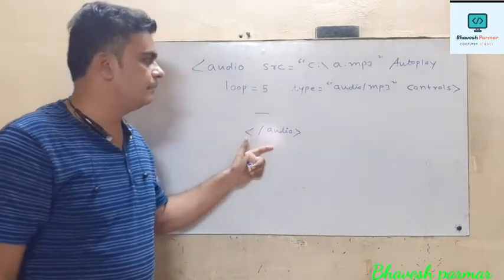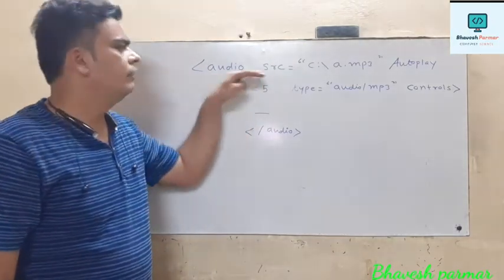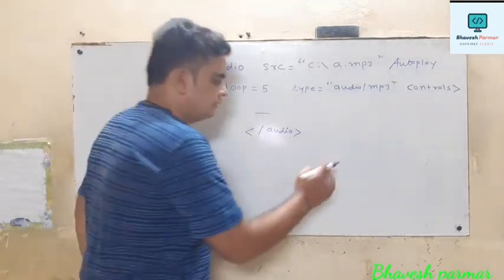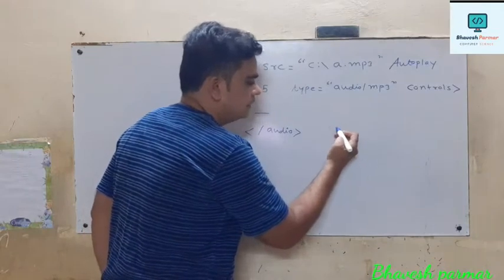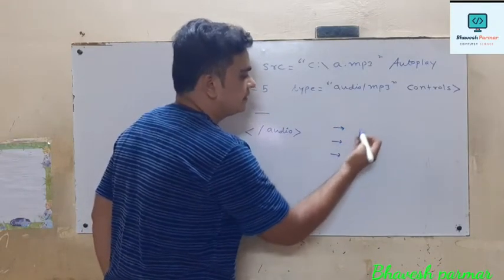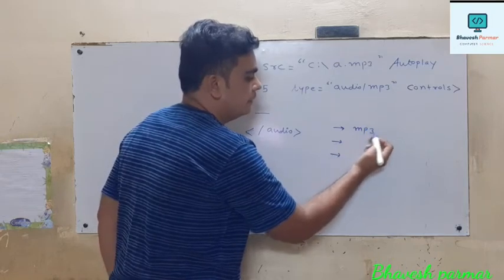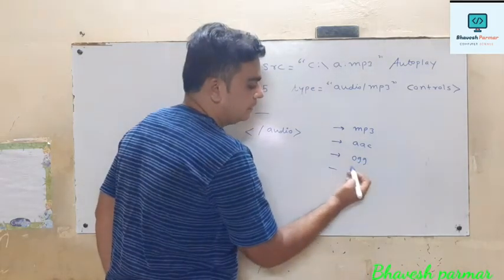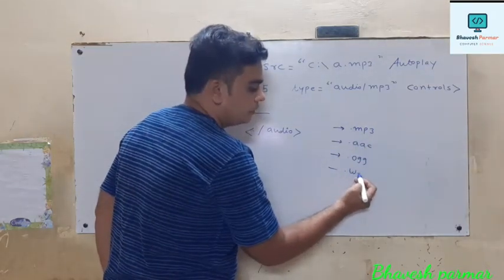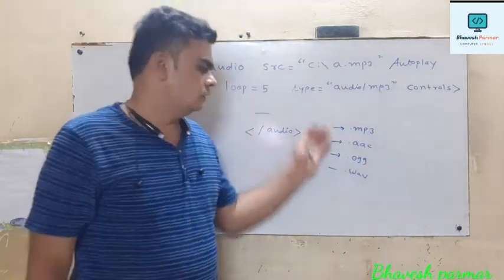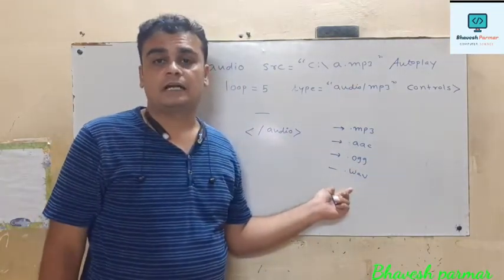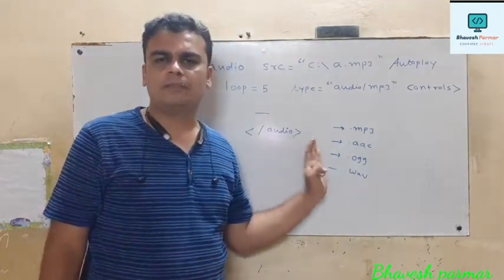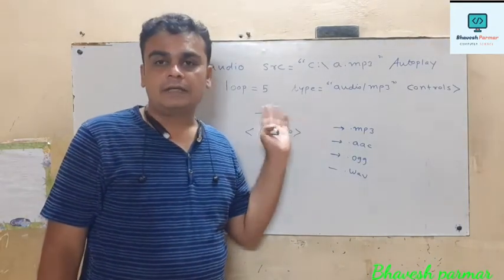So this is the basic example. By using this example, we can insert any type of audio file in our web page. So let's take the revision: which types of audio file formats are supported? I can use either MP3, AAC file format, OGG file format, dot wave format. So there are many audio file formats available. Out of these, I am just discussing the basic formats supported by our HTML5.